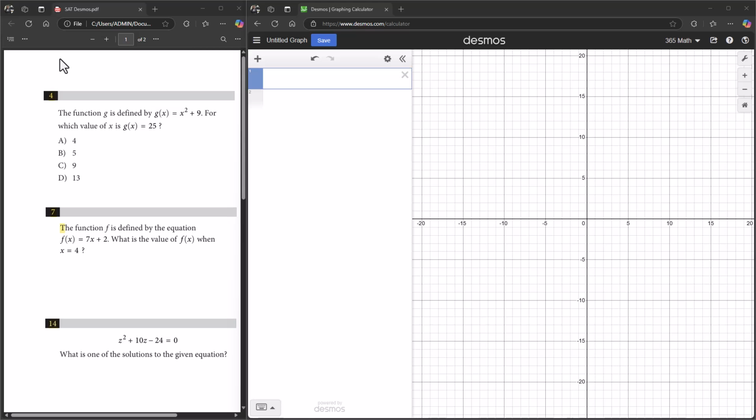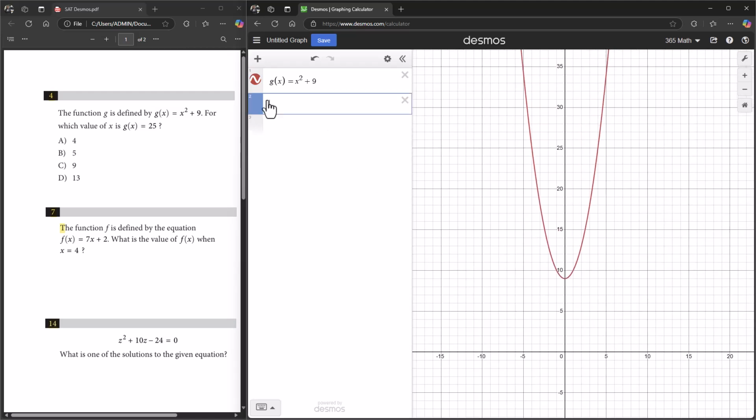It says the function g is defined by g of x is equal to x squared plus 9. For which value of x is g of x equal to 25? So you come right here and you enter your question as it is. So it's g of x is equal to x squared plus 9, right? And then this is the graph that we'll get.